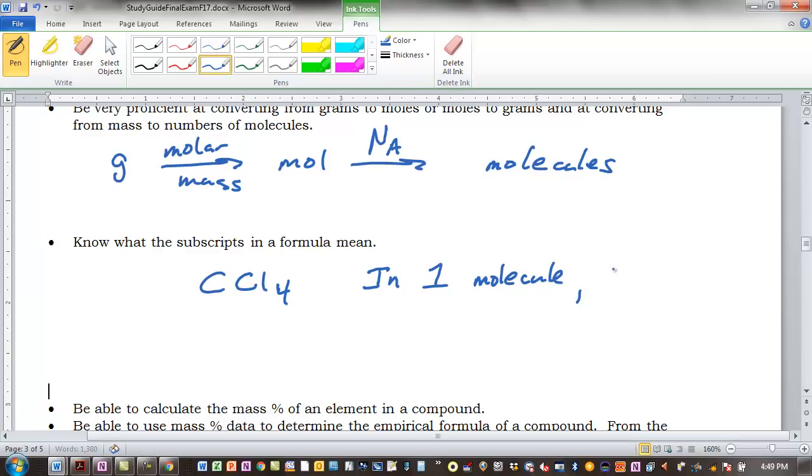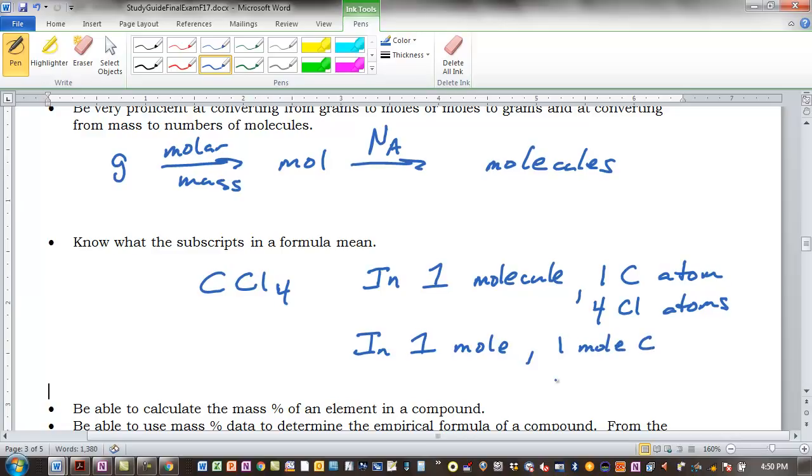There are how many carbon atoms? 1 carbon atom. And how many chlorines? 4 chlorine atoms. But we can scale that up quite a bit. We could scale that up to a mole, which is what we do quite often. So we can also read this in 1 mole of that compound. How many moles of carbon do you have? 1 mole of carbon. And how many moles of chlorine? 4.